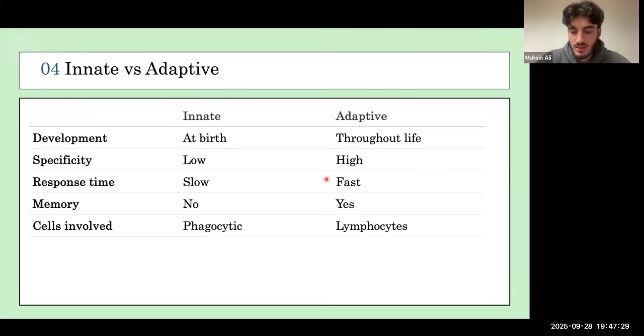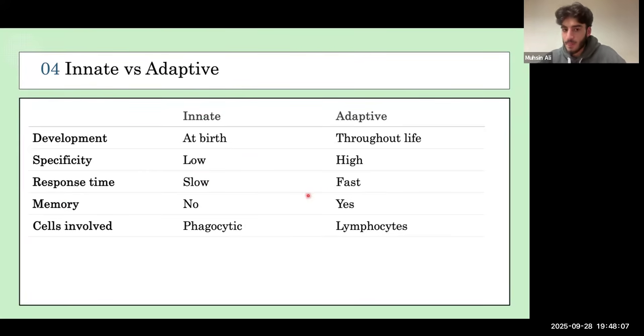Right, now this is the last slide. This is just to bring everything together and compare our innate and our adaptive immunity. So the development of your innate immunity, it's there at birth. Innate meaning it's there from the beginning. Your adaptive develops throughout life. The specificity, which was the trigger: for your innate, it doesn't need a trigger, so it's low in specificity. Your adaptive immunity is high in specificity because it needs a specific trigger in order for the adaptive immunity to start. The response time in innate is slow.